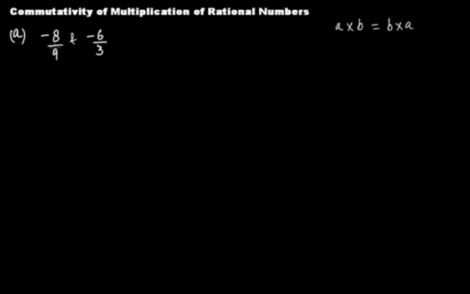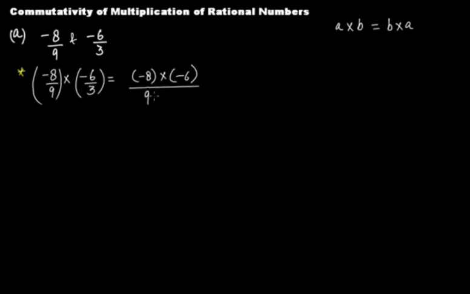We have two rational numbers, minus 8 over 9 and minus 6 over 3. First, we are going to multiply minus 8 over 9 into minus 6 over 3. So first we multiply the numerators together, that is minus 8 times minus 6, and then 9 times 3. We have multiplication of two negative numbers, so the product will be positive. Simply 8 times 6 becomes 48 over 27.